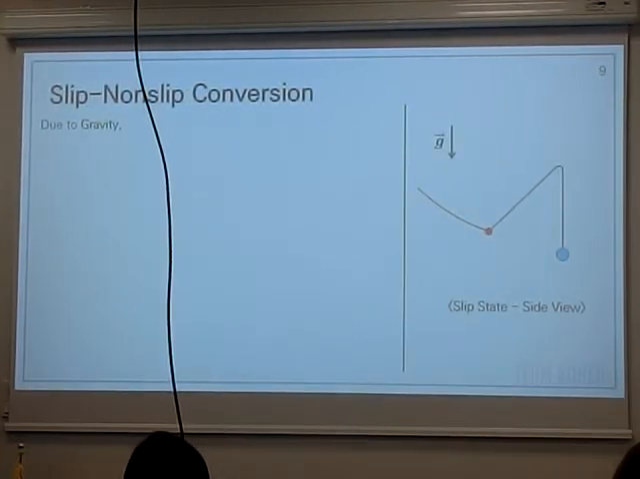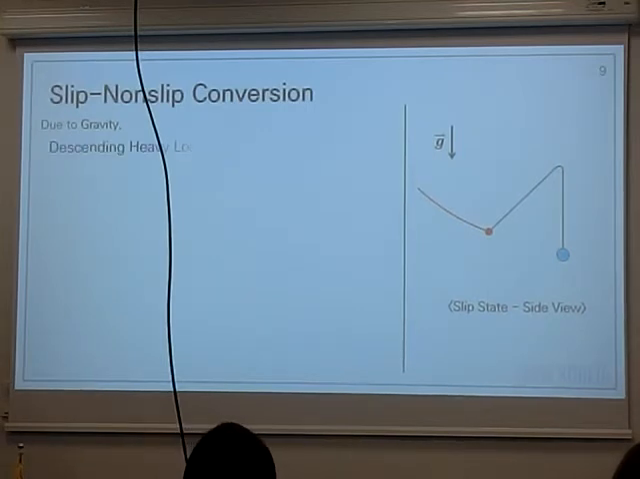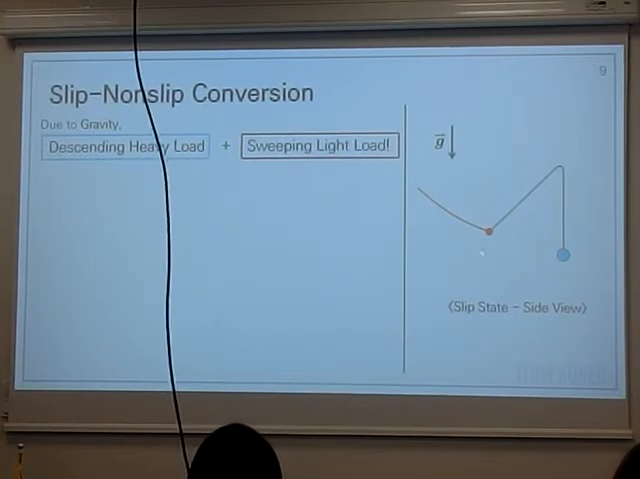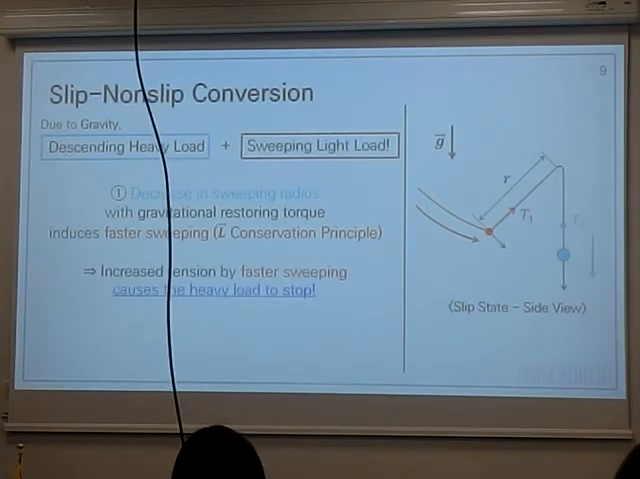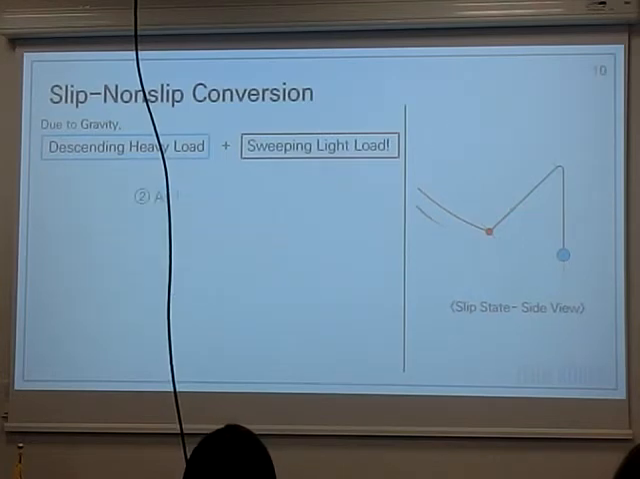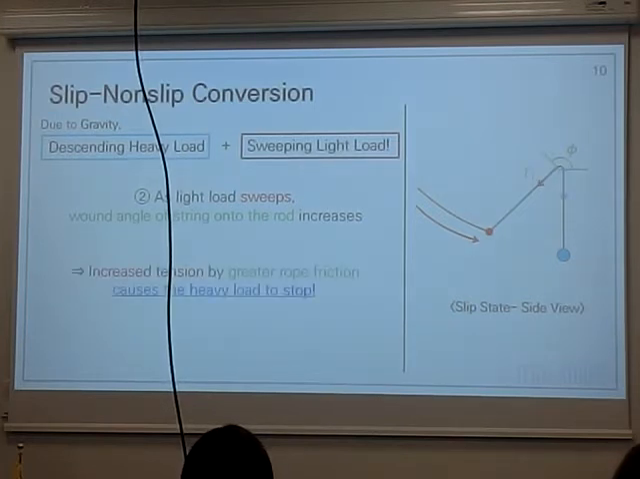The conversion between the slip state and the non-slip state can be explained by the following two qualitative explanations. First, due to gravity, the heavy load will descend while the light load will sweep due to the gravitational restoring torque. The decrease in the sweeping radius will induce faster sweeping of the light load due to the angular momentum conservation principle. Due to this faster sweeping, the tension attached to the light load will increase, thus causing the heavy load to stop. For the second explanation, as the light load sweeps, the wound angle of the string onto the rod will increase. This increased wound angle will cause additional rope friction that will eventually cause T2, the tension of the string attached to the heavy load, to increase, thus causing the heavy load to stop.